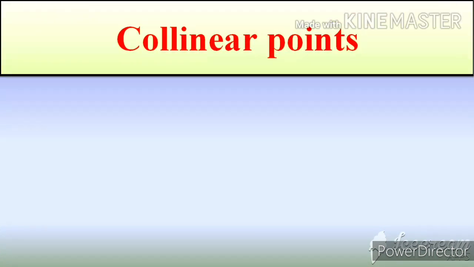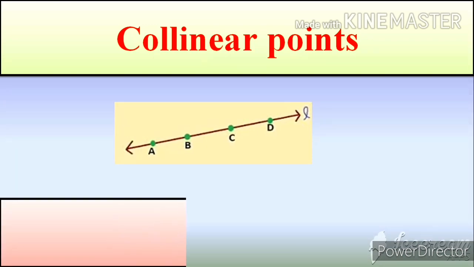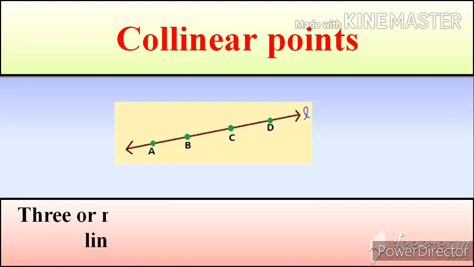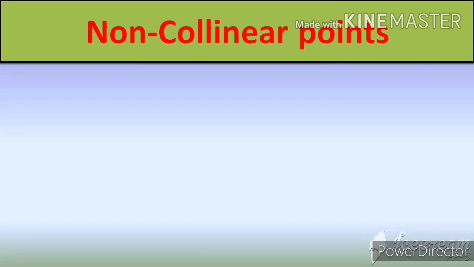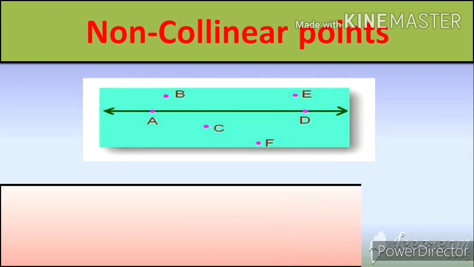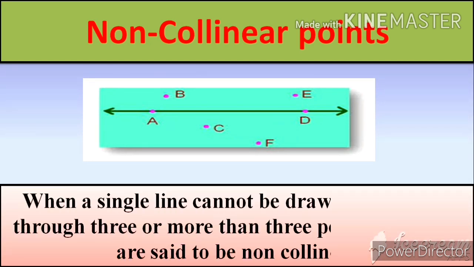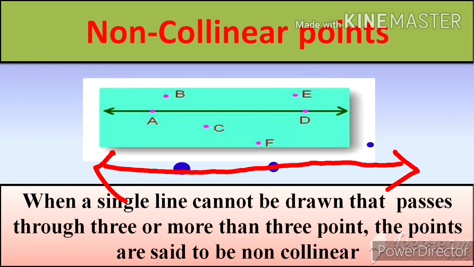Now student, we will see collinear points. Collinear points means 3 or more than 3 points which lie on a single straight line are said to be collinear points. Our next topic is non-collinear points. Now student, non-collinear points are the opposite of collinear points. When a single straight line cannot be drawn that passes through 3 or more than 3 points, the points are said to be non-collinear points.